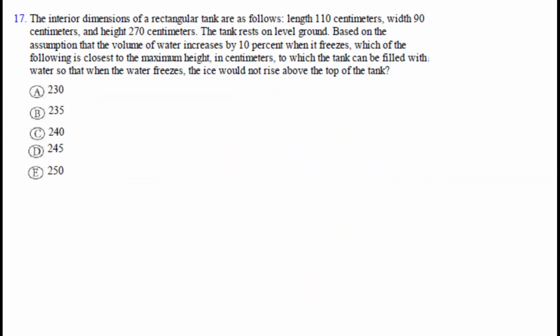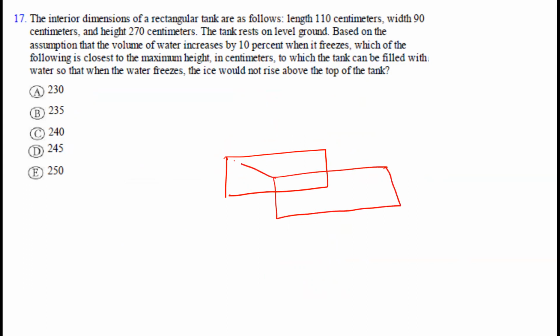Now the interior dimensions of a rectangular tank are as follows. So we have a tank over here. So this is your tank. The length is 110 centimeters, the breadth is 90, and the height is 270 centimeters. Now the tank rests on level ground, based on the assumption that the volume of water increases by 10% when it freezes. So when it freezes, the volume goes up by 10%.